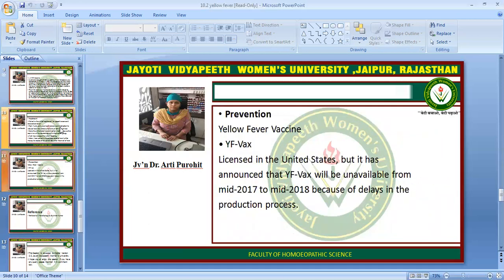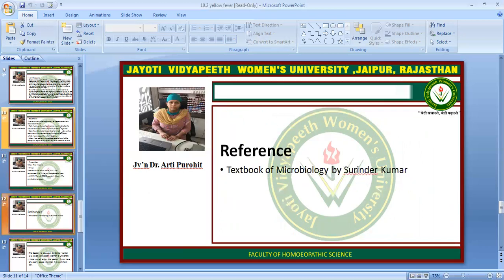Prevention is the yellow fever vaccine. YF-VAX, licensed in the US, has been announced to be unavailable from mid 2017 to mid 2018 because of delay in the production process.